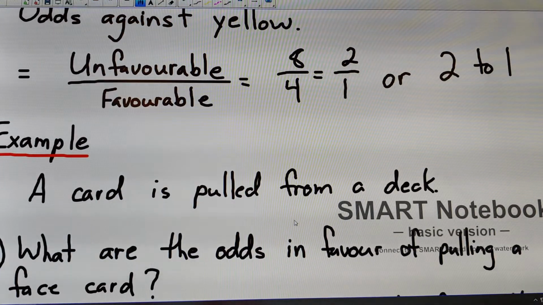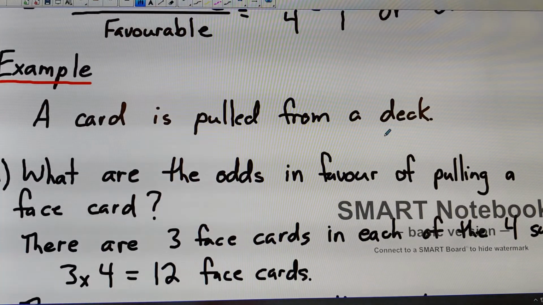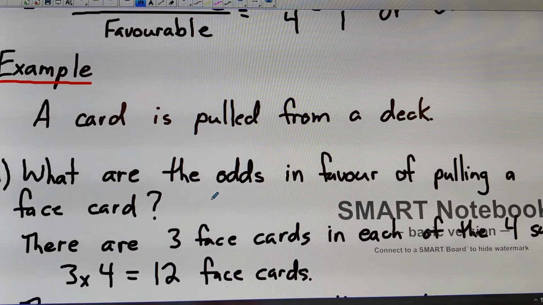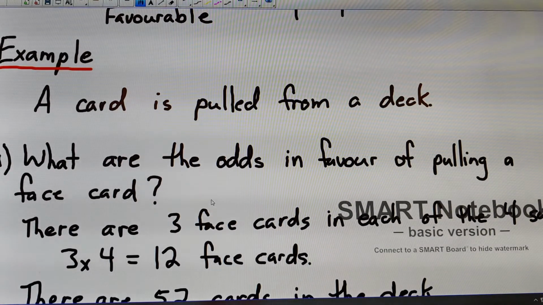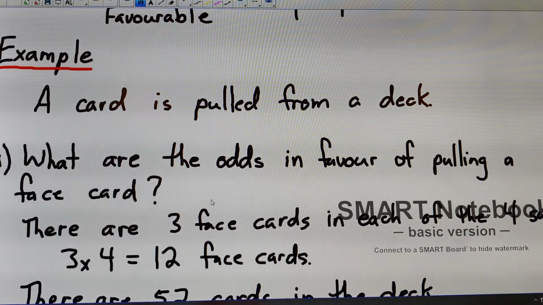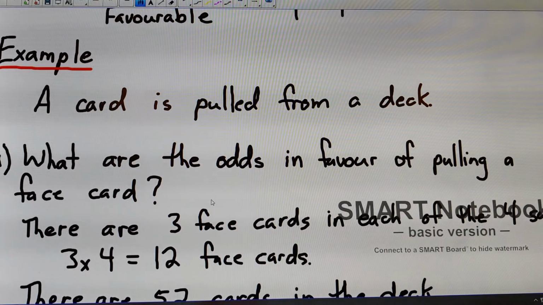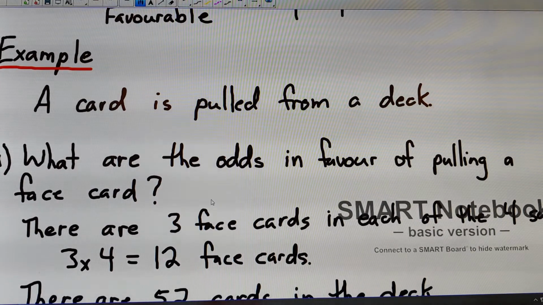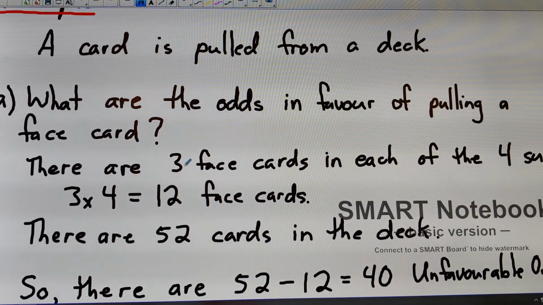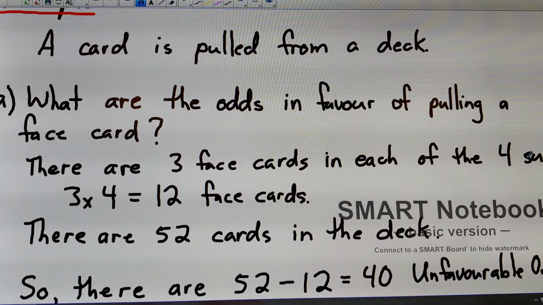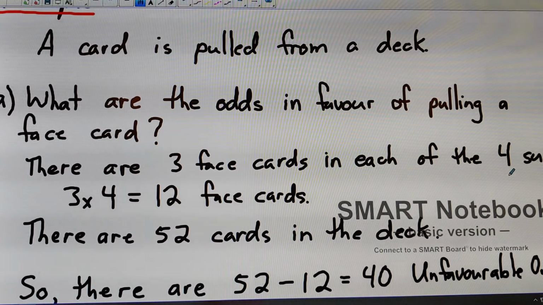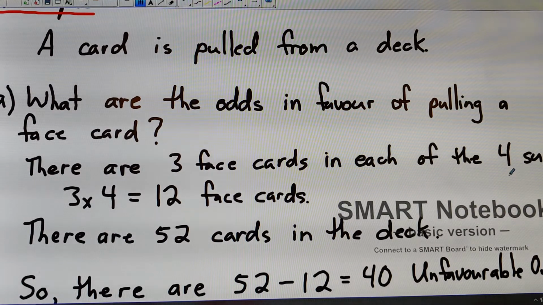Okay, so here's another example. A card is pulled from a deck, and it says, what are the odds in favor of pulling a face card? And I don't know how many of you are card players, but a face card from a deck of cards is literally a card that has a face on it. So it's Jack, Queen, or King. That's what we're saying here. So there are 3 face cards in each of the 4 suits. And hopefully you do know that you get 4 suits with cards: clubs, diamonds, hearts, and spades.